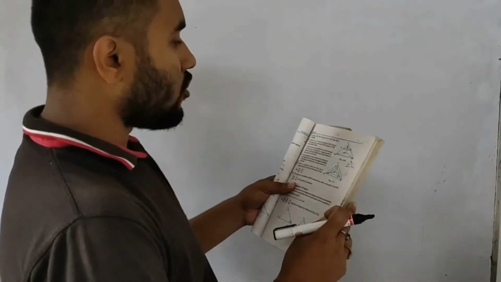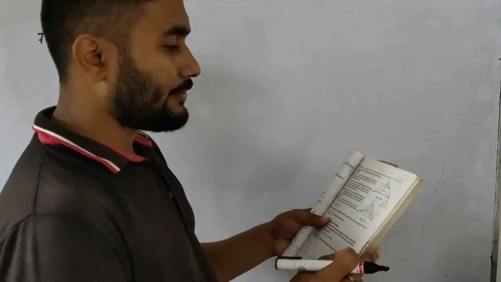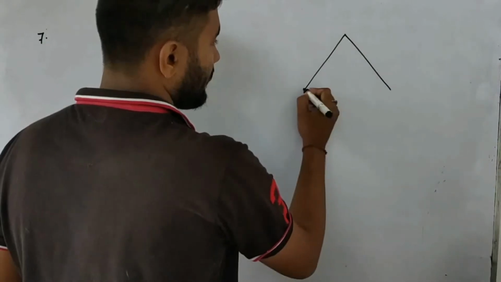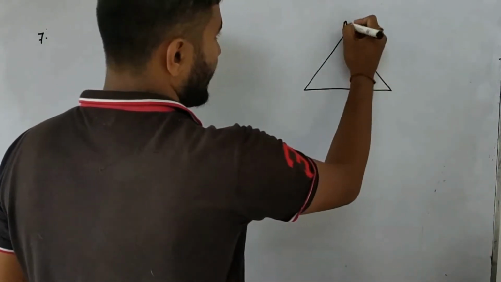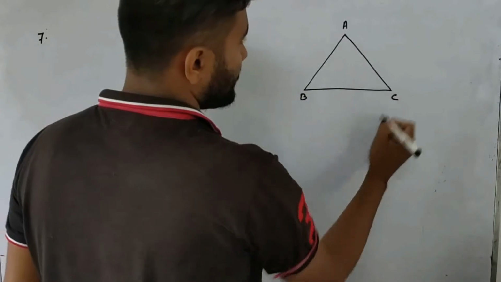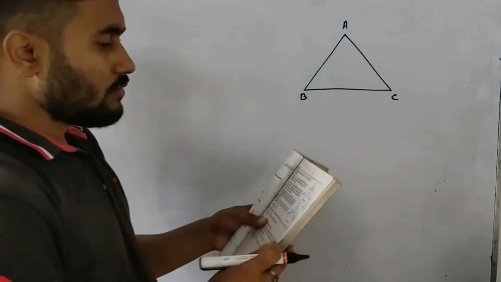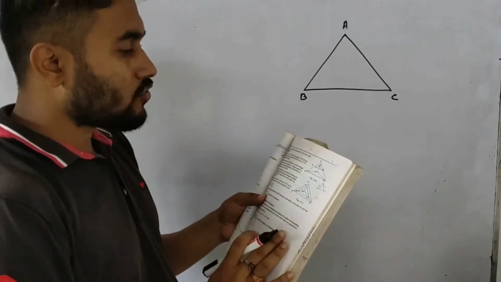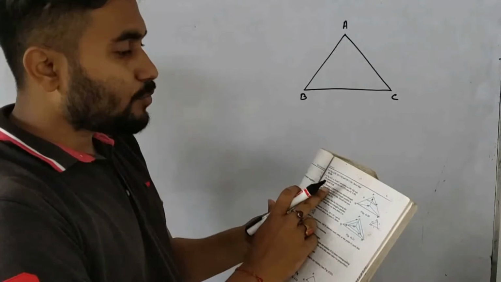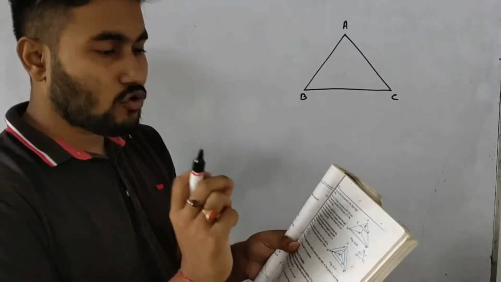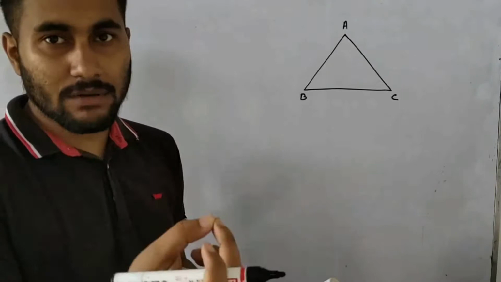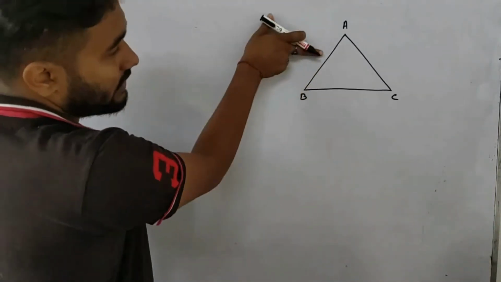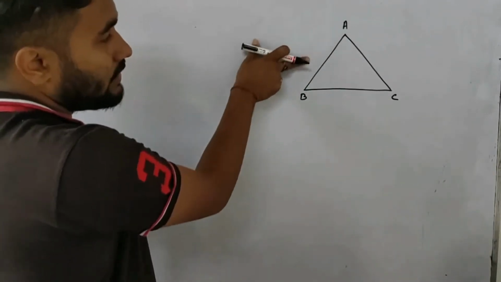Prove that a line drawn through the midpoint of one side of a triangle. At first draw the triangle. This is the triangle, say A, B, C. Now we read the question. We have to draw a line, okay? A line drawn through the midpoint of one side of a triangle. Midpoint is what? Middle point. Through the middle point of one side of a triangle. Say this is the one side, this side, AB.